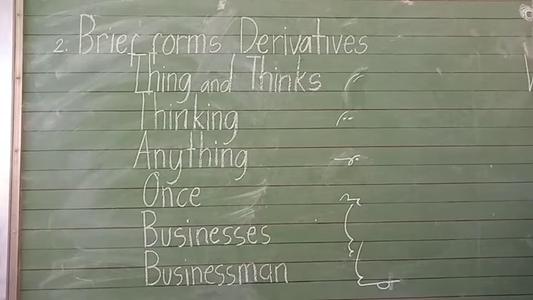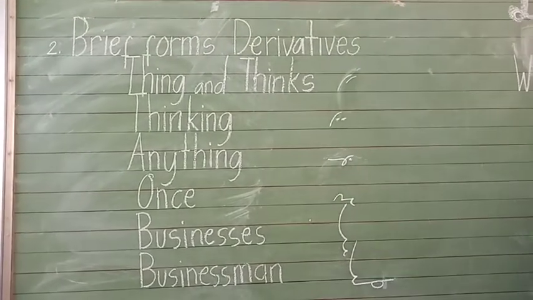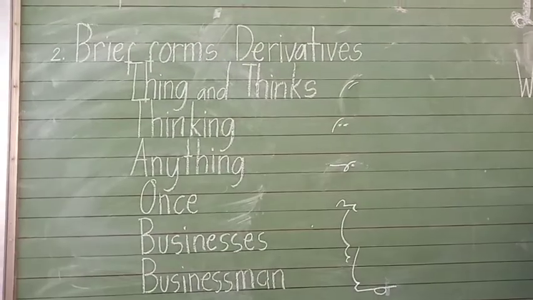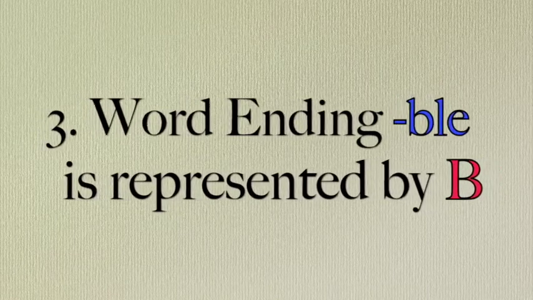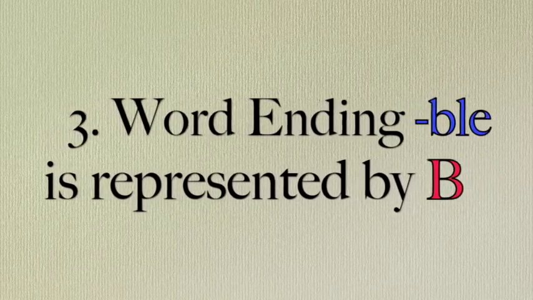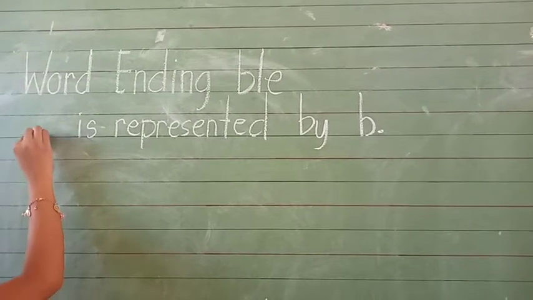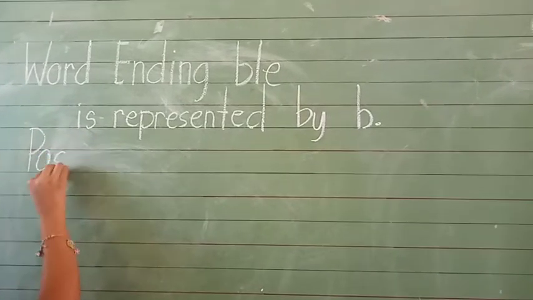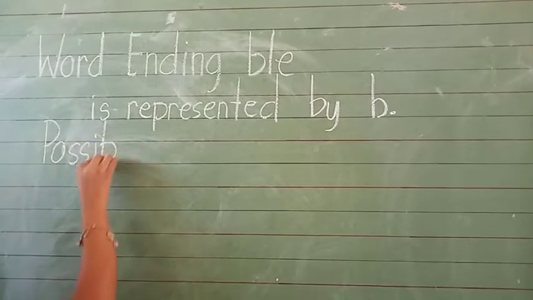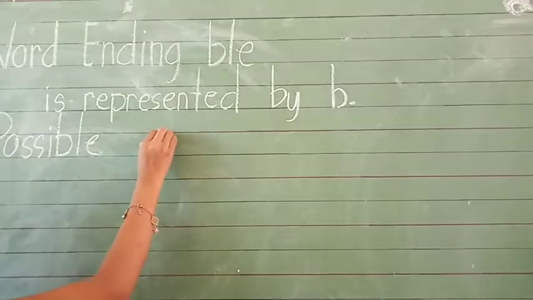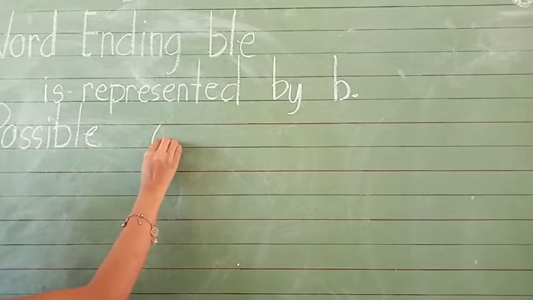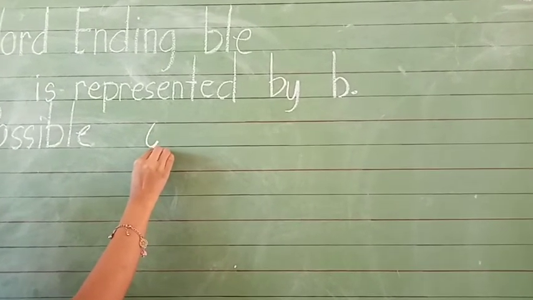These are, under principle number 2, brief forms derivatives, which are words formed from another word. Under principle number 3, word ending vowel is represented by B. Example, possible is represented by P, O, left S, and B.